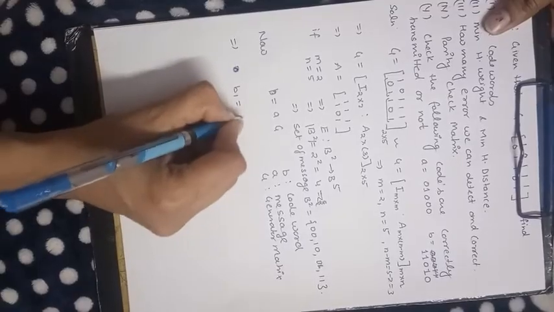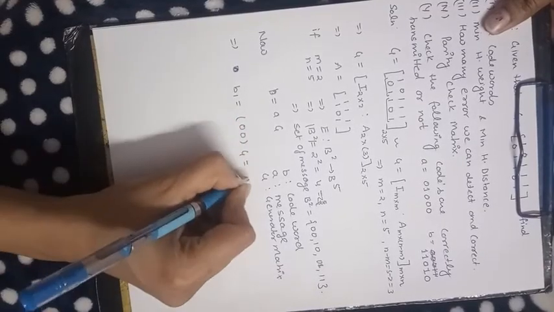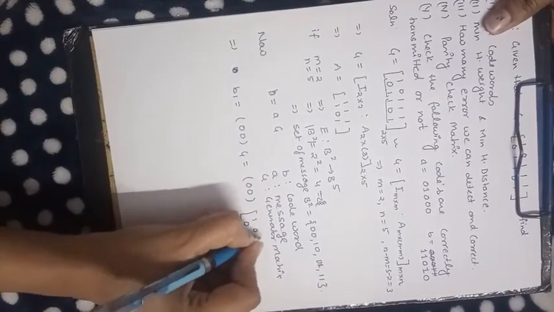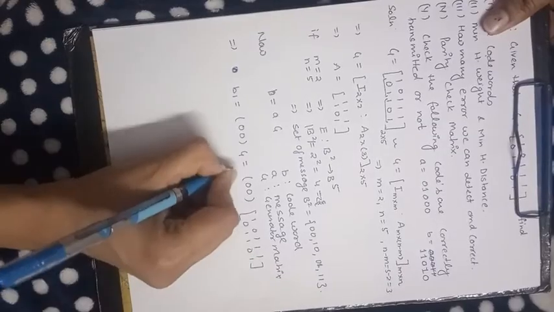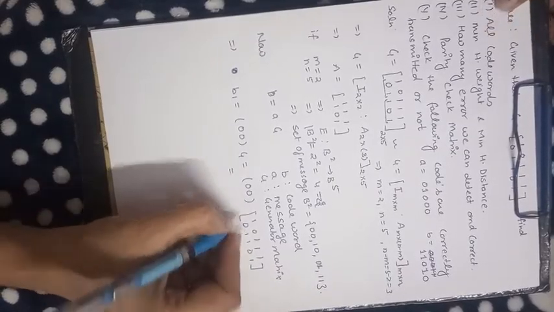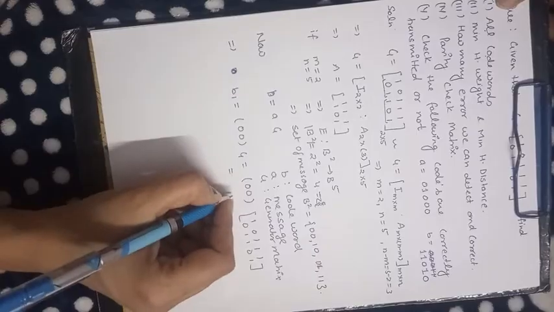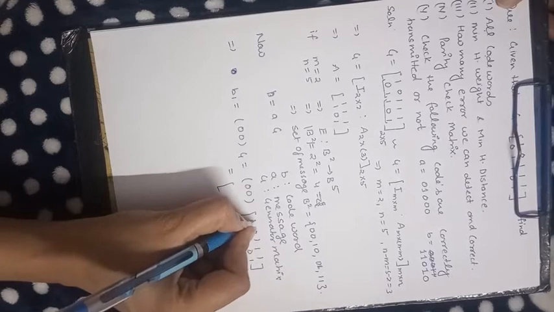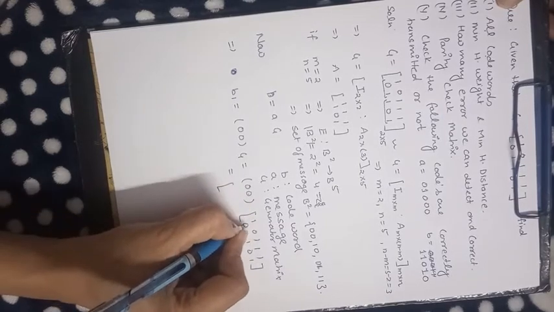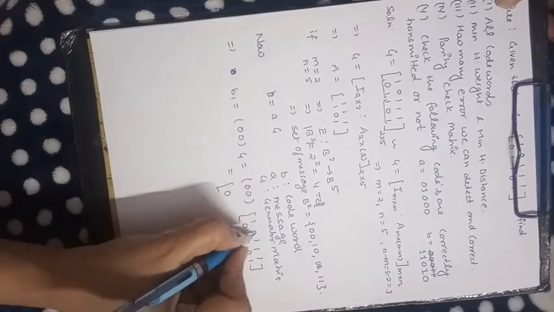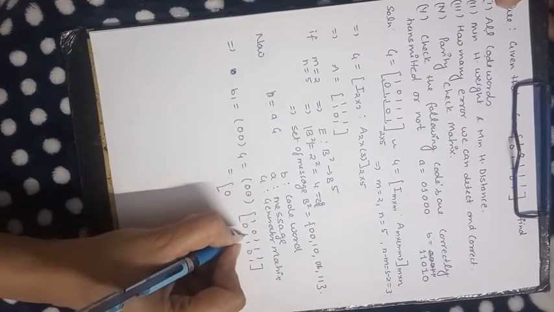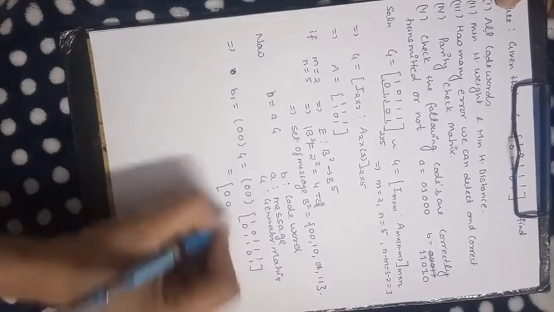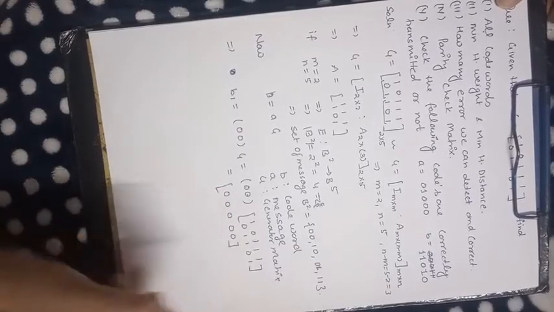Now B1 is equal to 0 0 with respect to this G. We have to multiply 0 0 by the generator matrix 1 0 0 1 1 / 1 1 0 1 1, multiplying this row matrix with this matrix using addition modulo 2. What will we get? 0 into 1 plus 0 into 0, divided by 2, the remainder is 0. Now 0 into 0, 0 into 1 is 0, divided by 2, the remainder is 0. Similarly, we can find the rest.